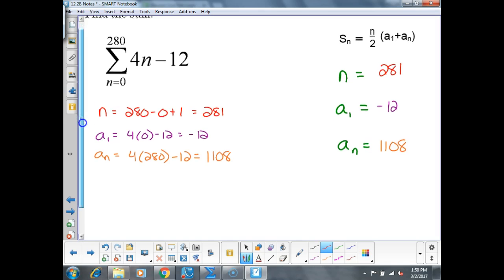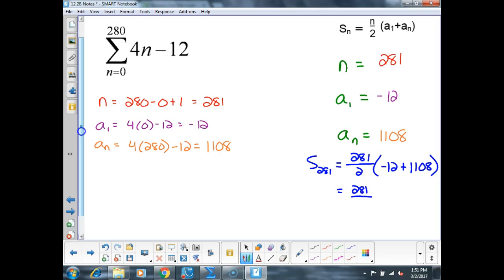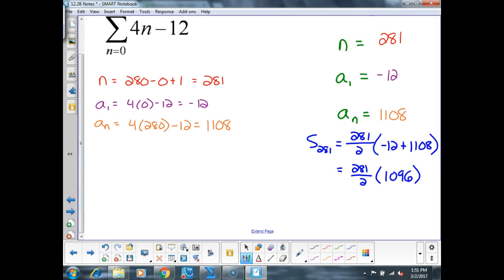Okay. So, top minus bottom plus 1 gets me 281. Plug in the bottom number, I get negative 12. Plug in the top number, I get 1,108. So the sum of the first 281 terms is going to be 281 divided by 2 times negative 12 plus 1108, which is 281 divided by 2 times 1,096, which is 281 times 548, which gives you 153,988. Yeah, I did it in my head.